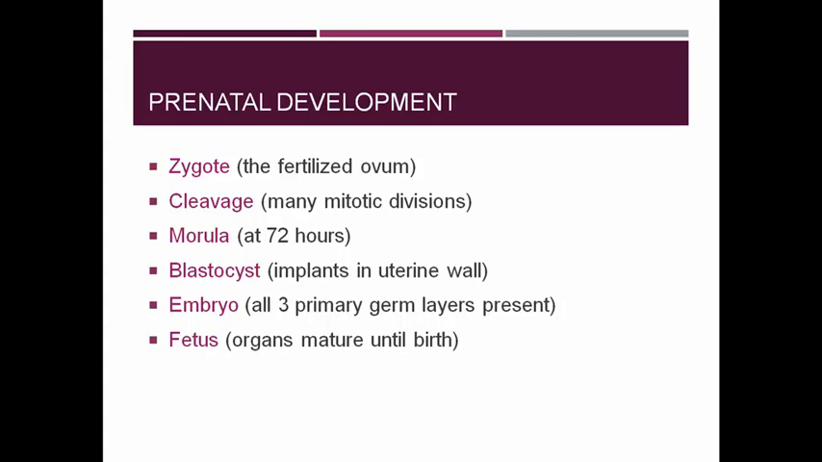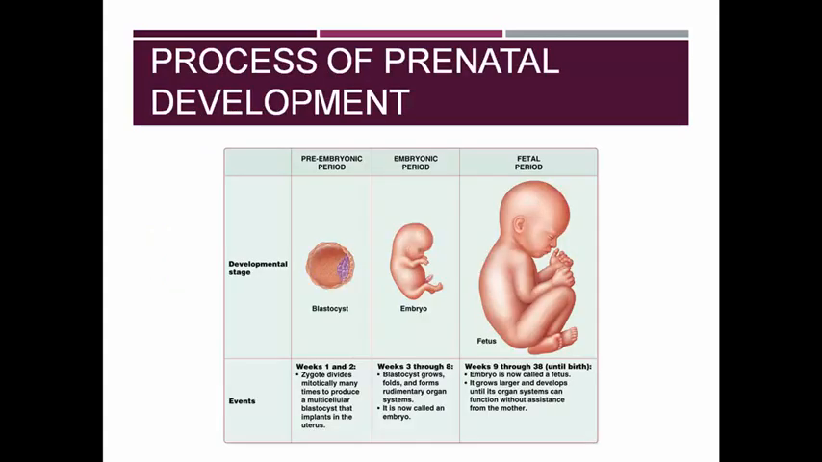So make sure you can understand the levels of prenatal development, what each one of those levels is called, and then what's going on at those stages. The overall developmental stage goes from the blastocyst that implants, to the embryo, where the organ systems are rudimentary and beginning to function. And then, of course, the fetus, where they can function without mom's assistance.